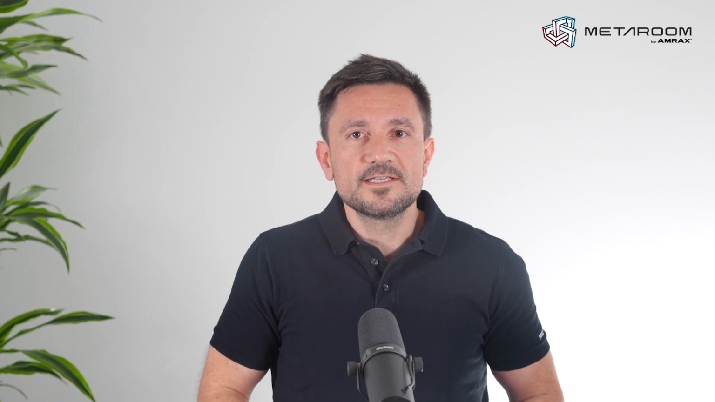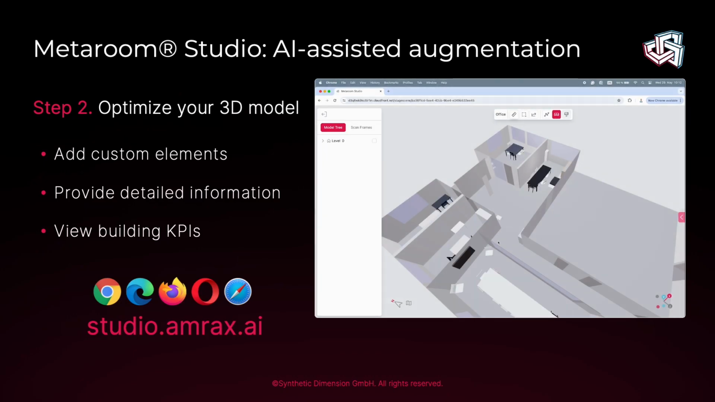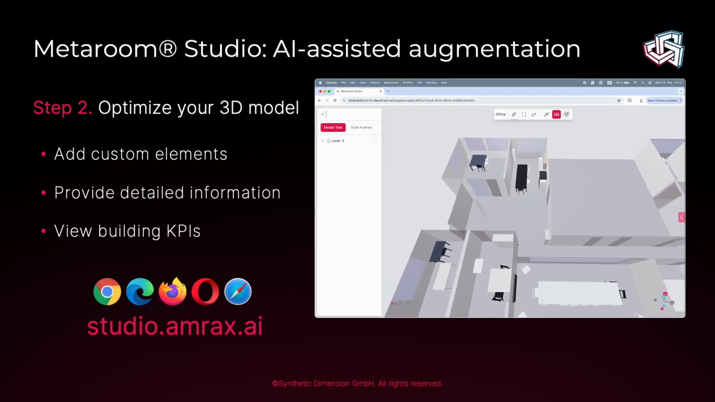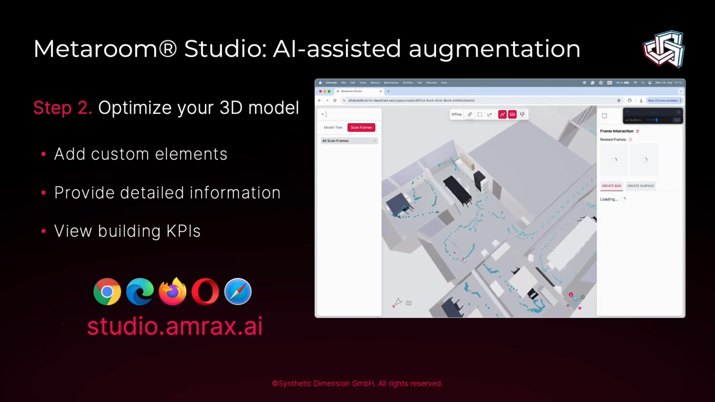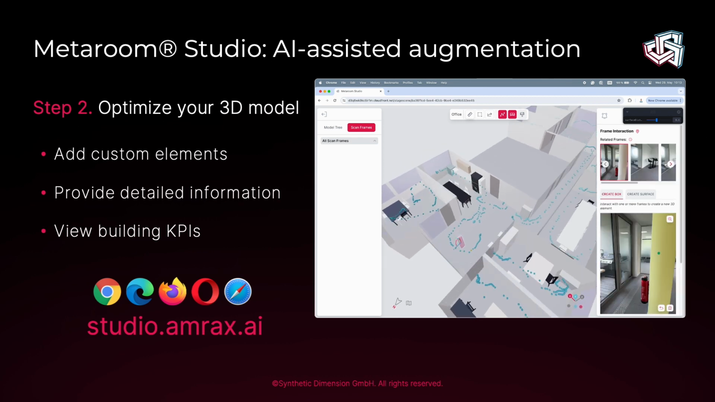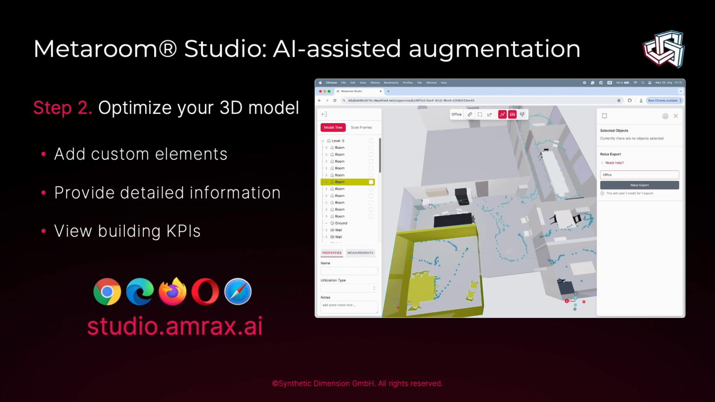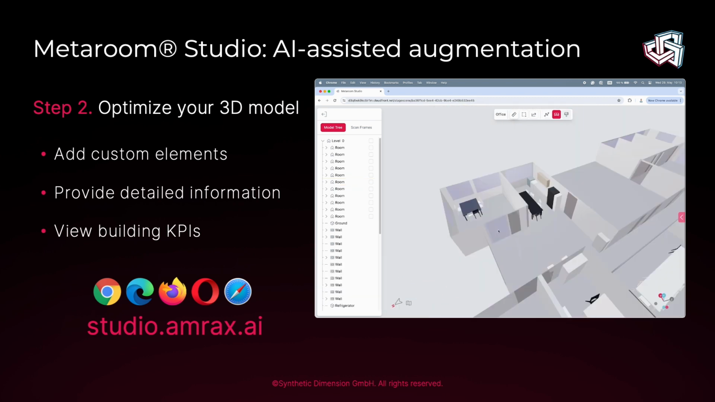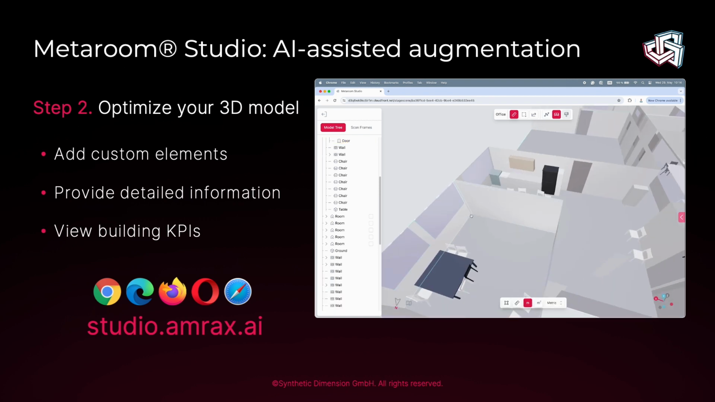After completing your scan, you can continue using our MetaRoom Studio. Its intuitive interface offers powerful AI-assisted tools allowing you to optimize your 3D model, add custom elements, and get detailed information and KPIs about your scan space. It's fast, accurate, and incredibly simple to use.